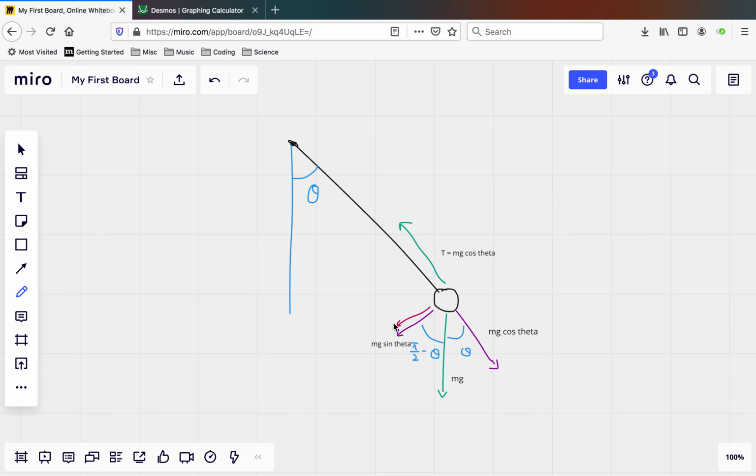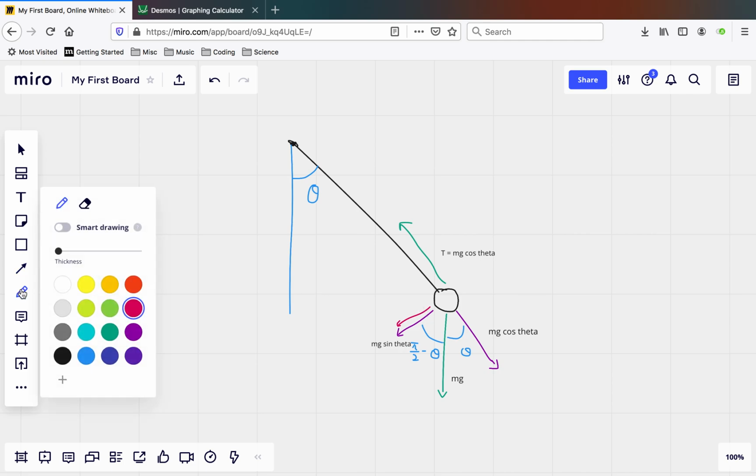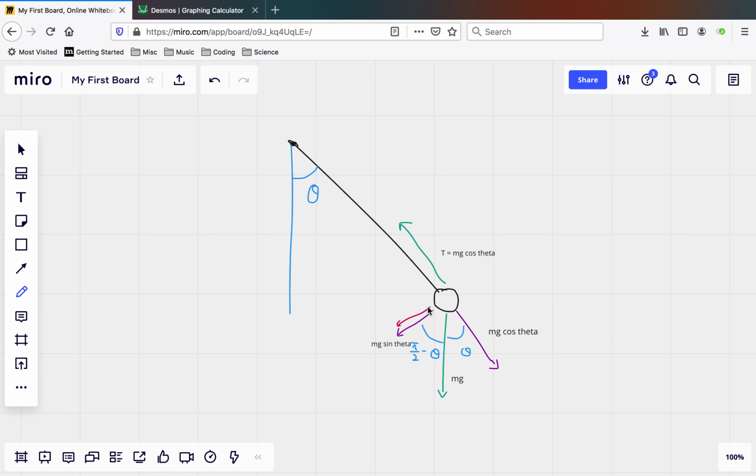And now I'm going to break mg sine theta, this net force, down into components for us. I'm going to use this dark blue for components. So we have this. And actually, let's try and simplify this diagram. I'm going to delete this, delete this, delete this. Let's delete all this. Okay, that's better.